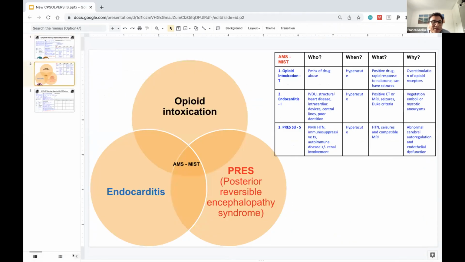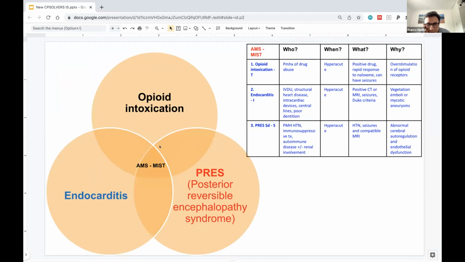So we have a Venn diagram that is well known in clinical reasoning. We have altered mental status, using the broad category of the mnemonic in the middle, and we are going to contrast three differentials here: opioid intoxication, endocarditis-related stroke, and posterior reversible encephalopathy syndrome, PRES. During our first aliquot, we framed this journey of AMS with the mnemonic, and we started with that.